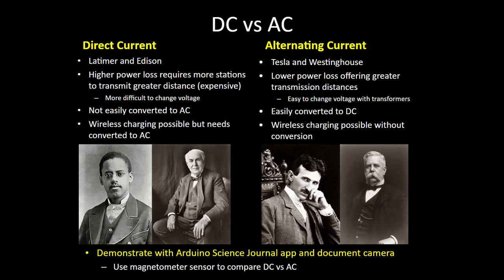Alternating current is what comes out of your outlets, and it alternates from positive to negative. It has little power loss over great distances, so you can set up power plants miles away from the city and just wire that electricity into the city. It's easily converted to DC.